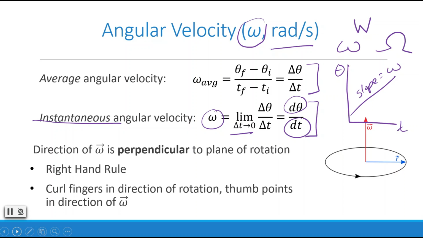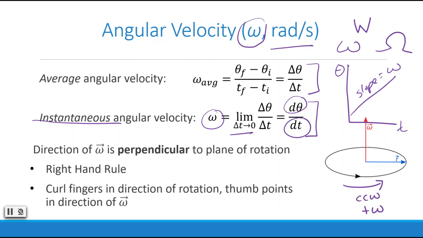Now the direction of the angular velocity is a little weird. The direction of the angular velocity is actually perpendicular to the plane of rotation. So the angular velocity is not going to be clockwise or counterclockwise. However, a counterclockwise rotation is going to be associated with a positive angular velocity, but the angular velocity actually points perpendicular. So picture that that circle was in the plane of the screen. If you curl your fingers in the direction of rotation, your thumb points perpendicular, out of or into the page, depending on what you're looking at. So that is a right-hand rule.